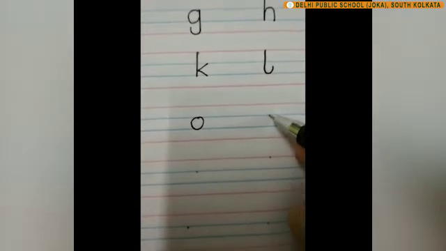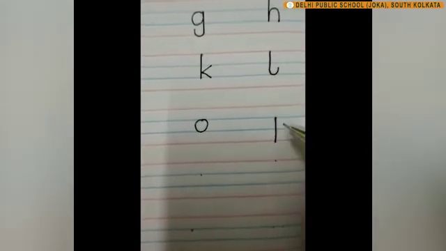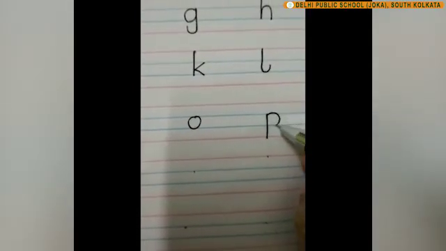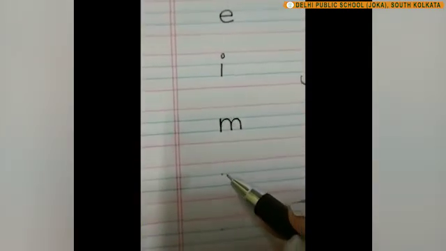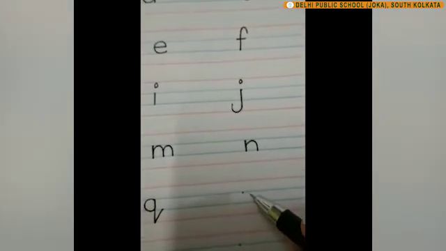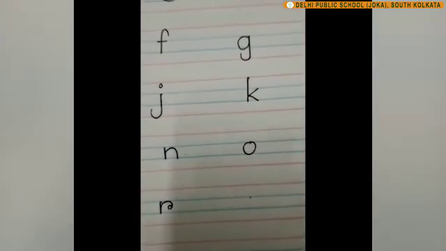Then comes P. Start from the blue line, make a standing line till the red line and a curve like this joining the standing line to form P. Then comes Q. Within the blue lines, make a circle like this and a standing line down till the red and a slanting line up, Q. Then comes R. Within the blue lines, make a short standing line down and a half curve like this to form R.